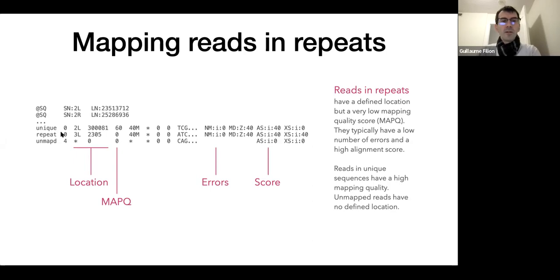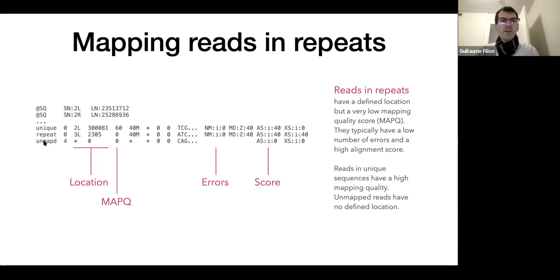If the read is mapped in repeats, it will have a location. It says 3L position 2305, but the mapping quality is 0. It says, I think it goes there, but in reality, it could go somewhere else. That's really the meaning of mapping quality here. So don't get confused. Both are mapped, but one has high mapping quality, the other has very low mapping quality. And there are no errors. The problem is not that there are errors, it's just that there is another sequence in the genome that would match perfectly. That's the definition of a read mapped in a repeat or poorly mapped.